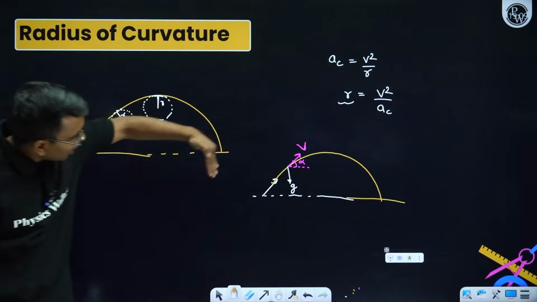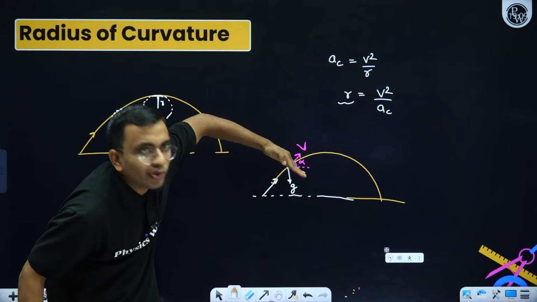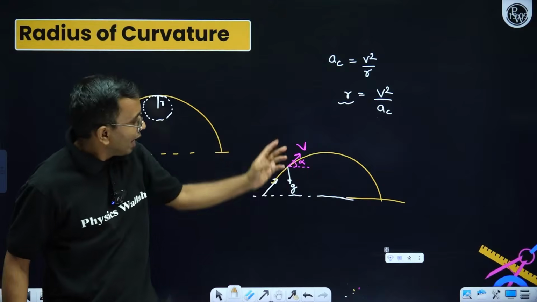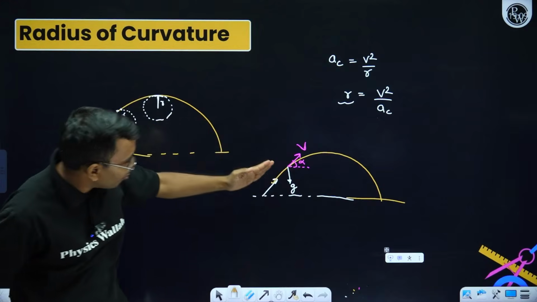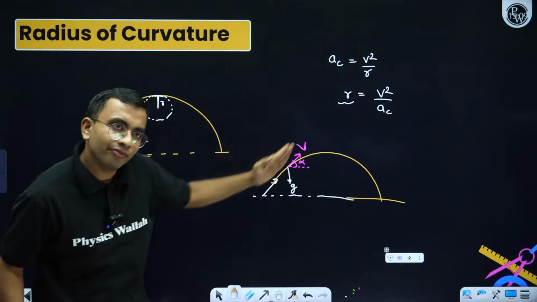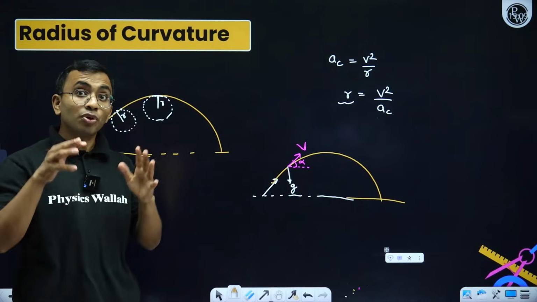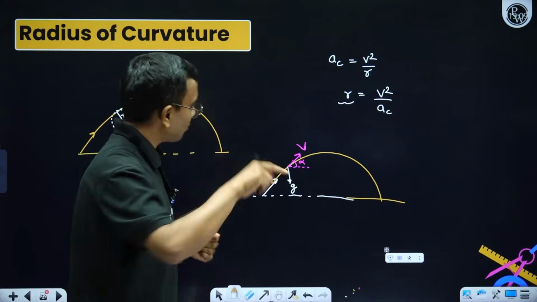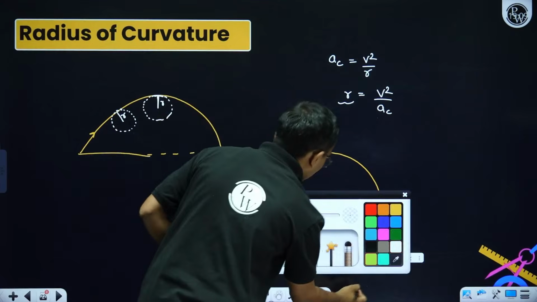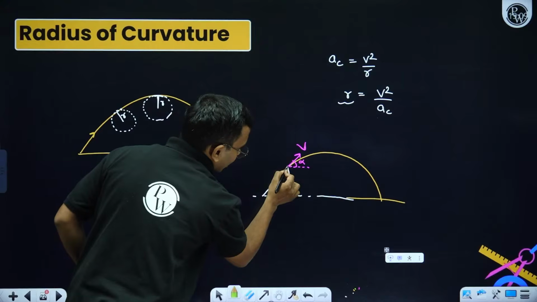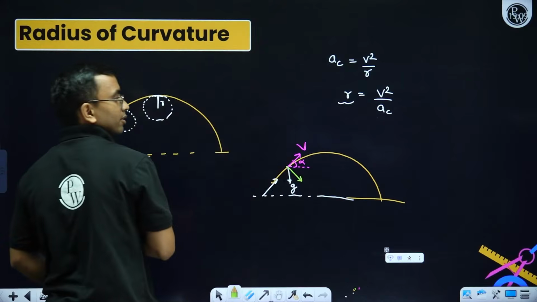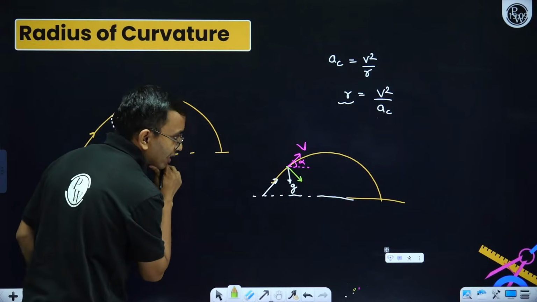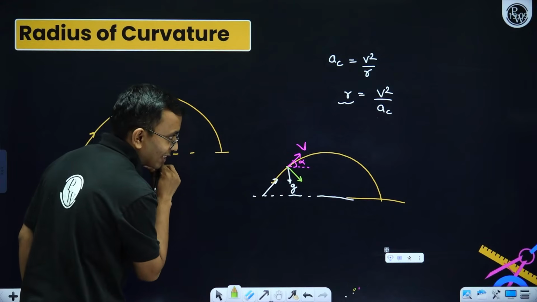The component of acceleration perpendicular to the velocity will be my centripetal acceleration. And the component of acceleration along the velocity will be the tangential acceleration, because we know centripetal acceleration is acceleration perpendicular to the velocity. Okay, this is g. I need this component. How to find that? Is it possible to find it here?